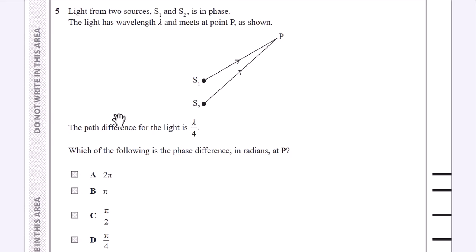Okay, so question 5 says, light from two sources, S1 and S2, is in phase. Fine. The light has wavelength lambda and meets at point P as shown. The path difference for the light is lambda by 4. Which of the following is the phase difference in radians at P? So for questions like this, when they give you the path difference and ask you to find out the phase difference and vice versa, I always suggest my students to follow this approach.